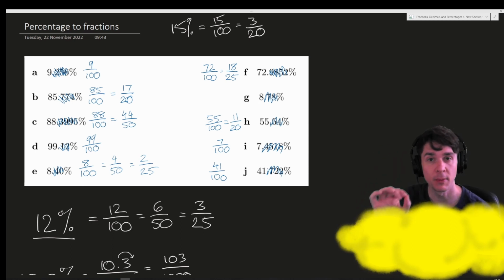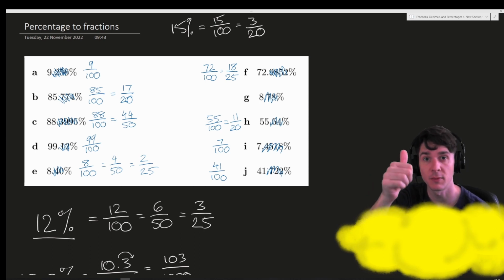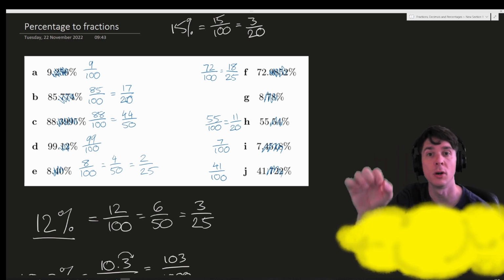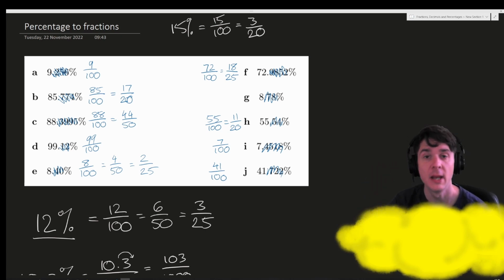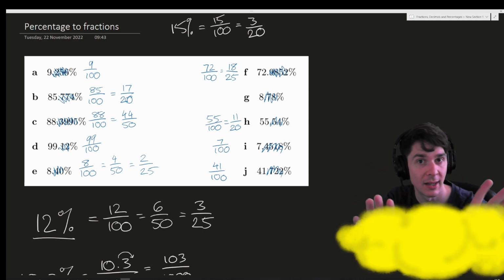So when you're simplifying, if you get to a step where you cannot divide the numerator by 2 and you cannot divide it by 5, then you know that you have gotten your fraction to its most simplified form, and you don't have to worry about checking if you can divide by 3 or 7 or 23. It's never going to be the case.